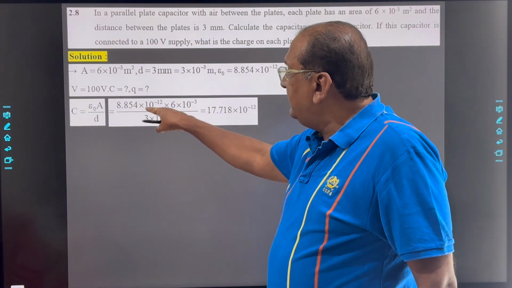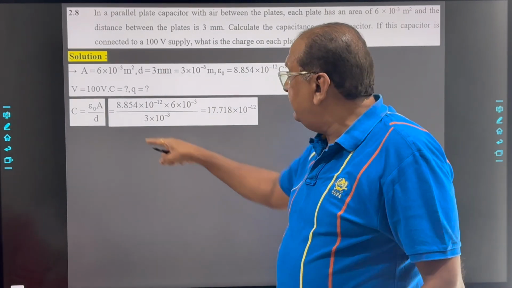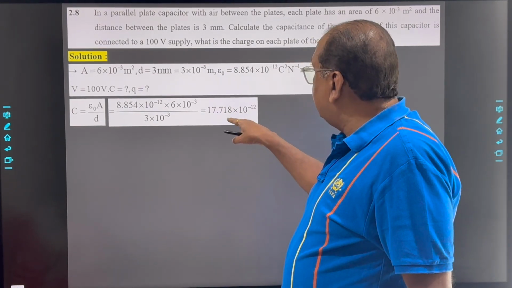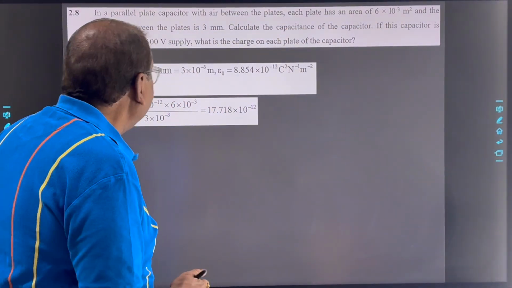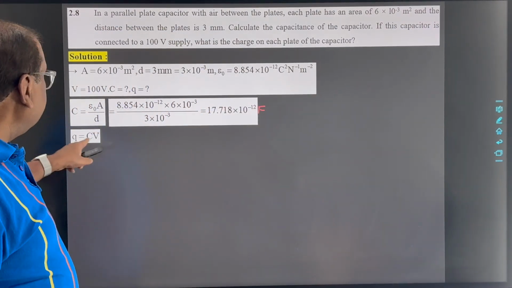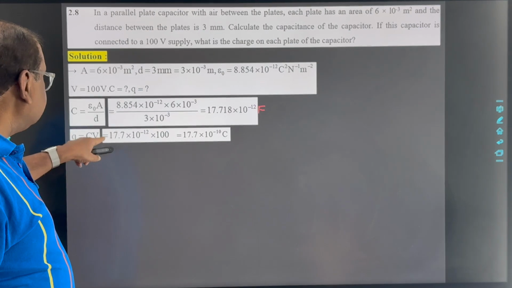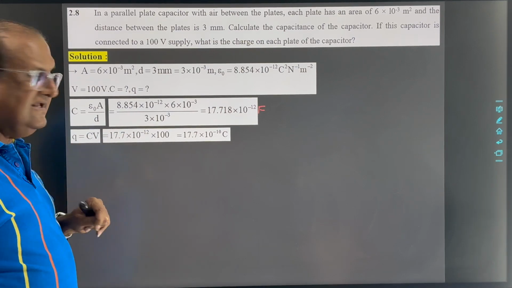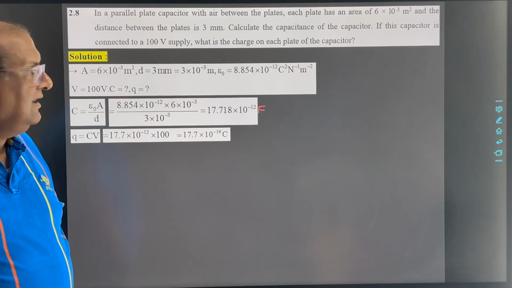So capacitance is epsilon 0 A by D, substitute the values. Epsilon 0 is 8.854 into 10 raised to minus 12, A is 6 into 10 raised to minus 3, D is 3 into 10 raised to minus 3. Solve it. You will get 17.718 into 10 raised to minus 12 farad. Now charge on the capacitor is Q equal to CV. So substitute the value of C which we calculated, 17.7 into 10 raised to minus 12, V is 100. So we will get 17.7 into 10 raised to minus 10 coulomb.